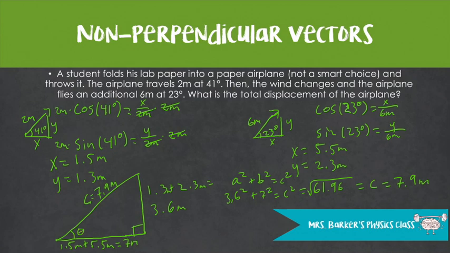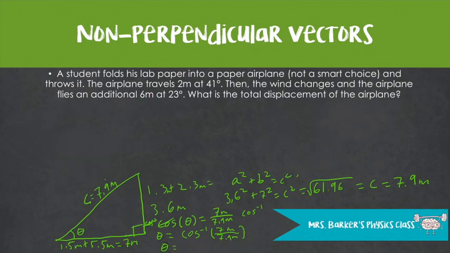I can solve for theta. So if I look here, let's do cosine. You can really pick any of your trig functions at this point because you know all three sides of your triangle. So cosine of theta is equal to 7 meters over 7.9 meters. Now in order to get theta by itself, I need to do the inverse, the opposite of cosine to both sides. So theta equals the inverse of cosine, 7 meters over 7.9 meters. So theta is approximately 28 degrees. So my final answer should be the total displacement of the airplane was 7.9 meters at 28 degrees.